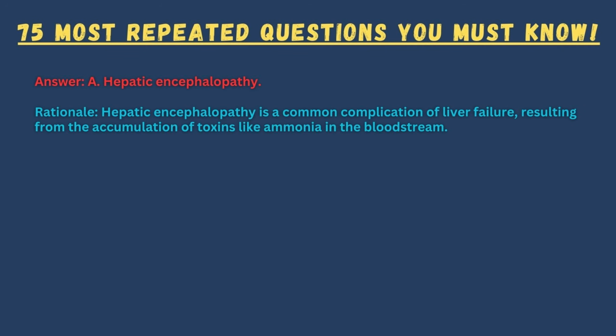Answer: A. Hepatic encephalopathy. Rationale: hepatic encephalopathy is a common complication of liver failure, resulting from the accumulation of toxins like ammonia in the bloodstream.